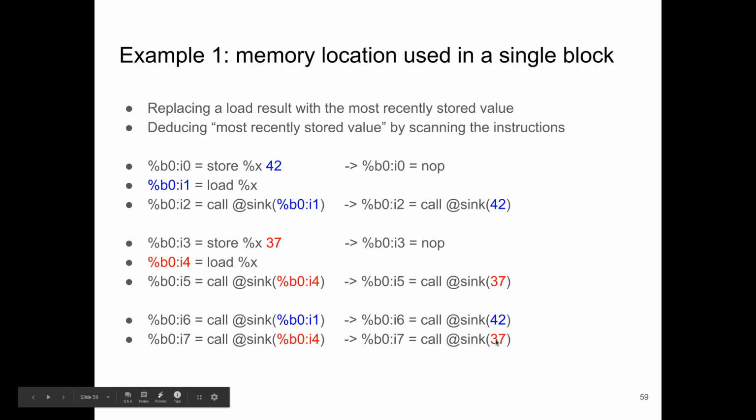So that's basically what's going on in this optimization, in this mem2reg optimization, especially for a single block. So the key idea of this optimization is deducing the most recently stored value by scanning through the block and scanning through the old instructions and replacing the load results with the most recently or latest stored value. Yeah, that's basically the algorithm.